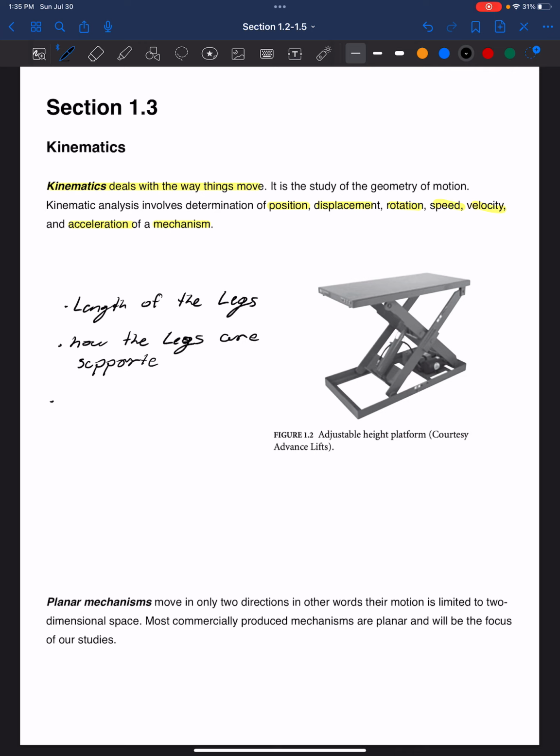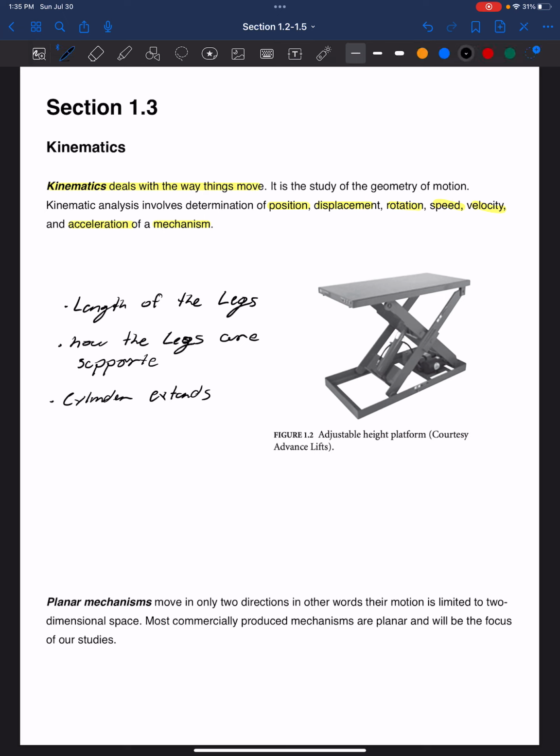We're going to look at how far the cylinder extends, because that parameter will judge how far up and down this mechanism will move, and the machine will move. But we can also adjust the mechanism accordingly to get the proper output that we're looking for.